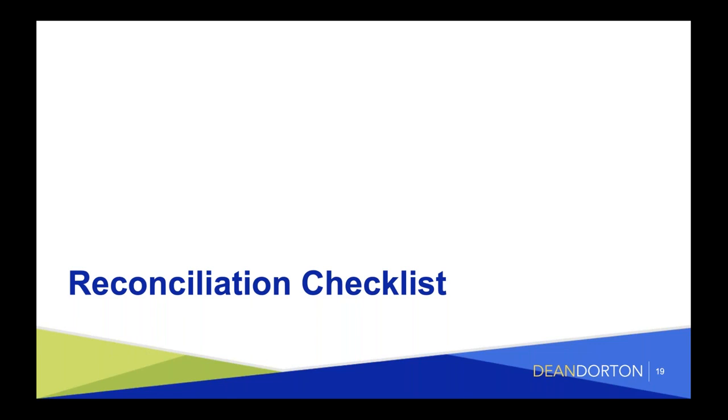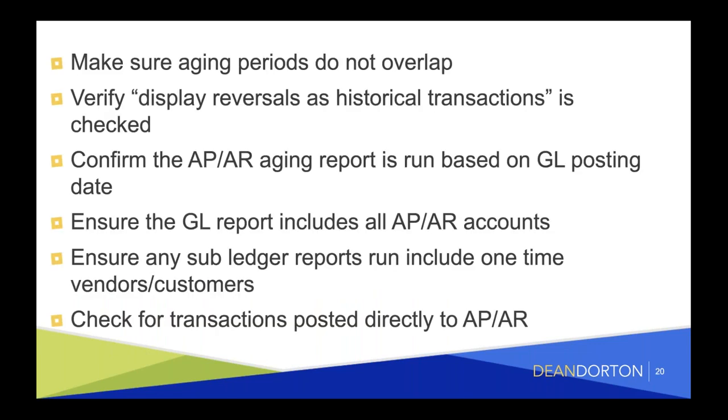So let's look at a reconciliation checklist. 1, make sure your aging periods do not overlap. Okay, 1 to 30 and 30 to 60 and 60 to 90 is not the right way to have it set up. 1 to 30, 31 to 60, 61 to 90, 91 to 120, etc.